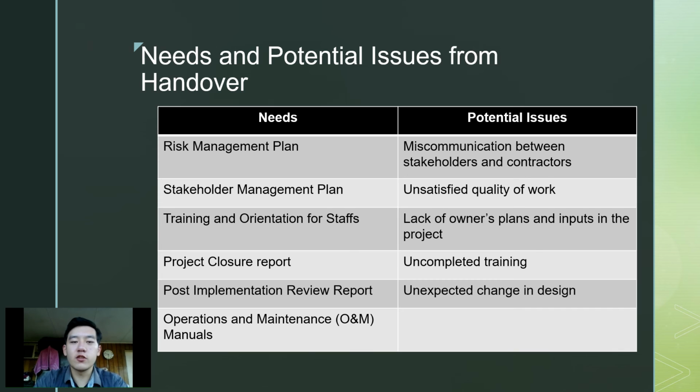However, there may be issues that arise from handover. Thus, MJ Raw has identified the needs and potential issues that come from handover, as shown in the table. These points in the table are the most important and obvious. There are more needs and issues that come from handover.